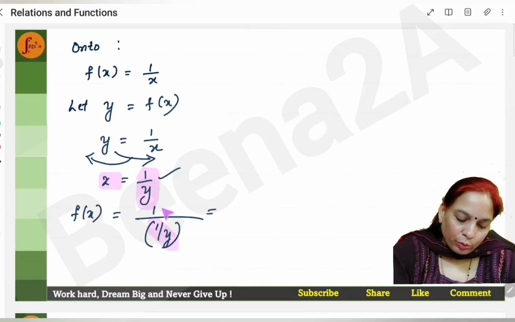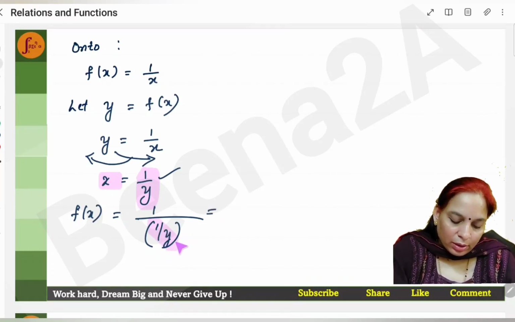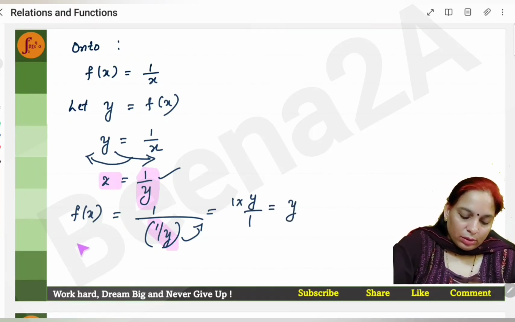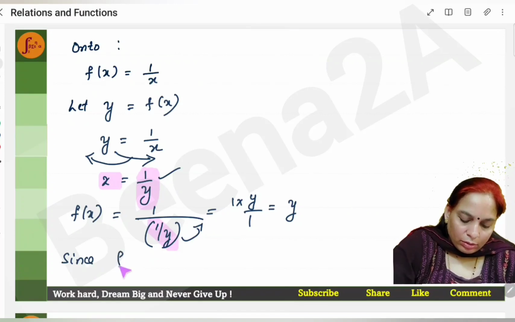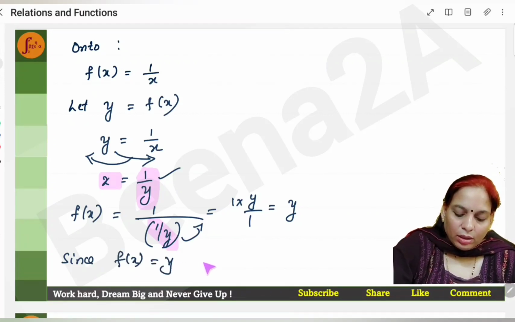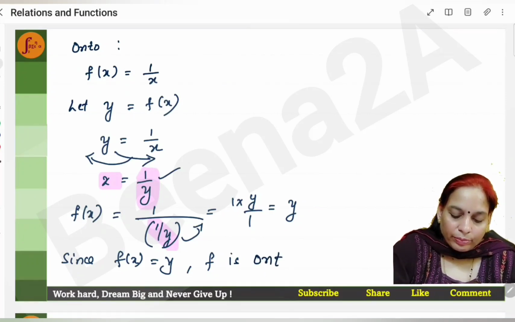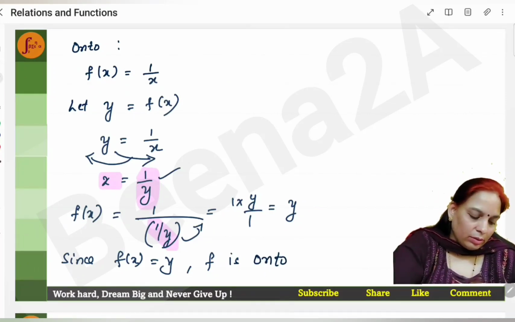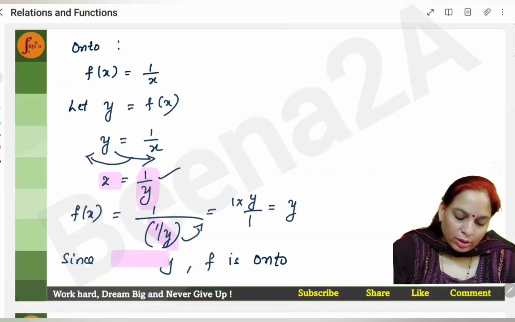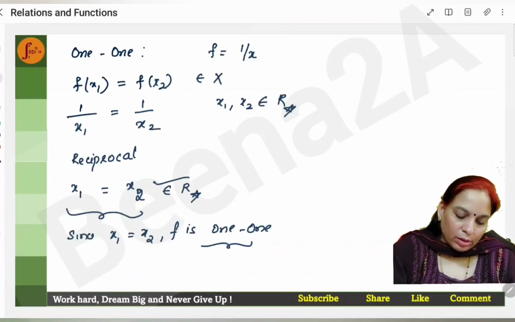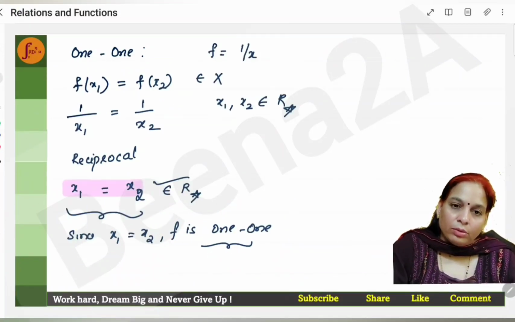What is this? 1 by y is nothing but, I'll take the reciprocal and shift this on top, so it will be 1 into y by 1. So it will become y. Now, since f of x is equal to y, the function f is onto. To prove it's onto, f of x should be equal to y, and to prove it's 1 to 1, x1 should be equal to x2.